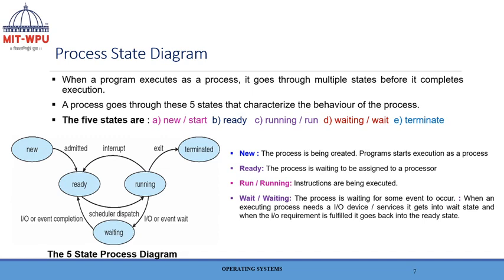When the process is waiting for some event to occur, then that process is into waiting state. When the executing process needs an input output device, or the process requests for the services, then it gets into wait state. And when the input output requirement is fulfilled, then that process goes back into ready state.